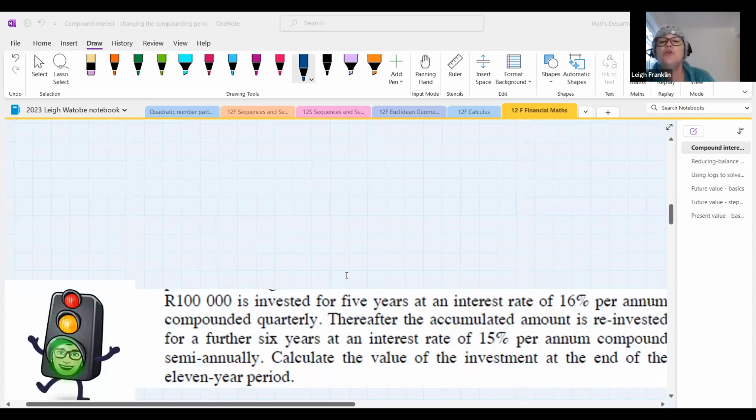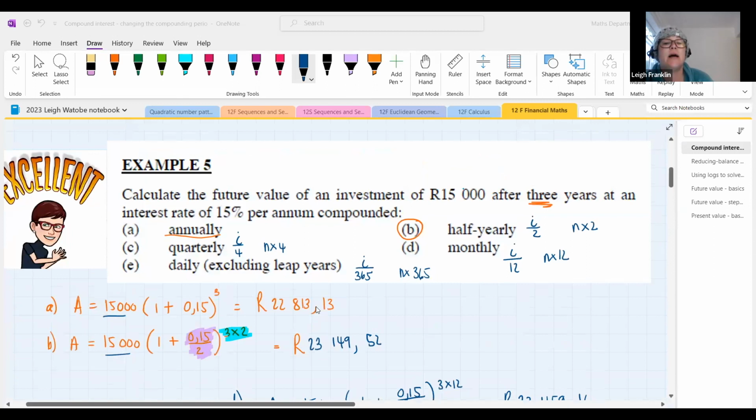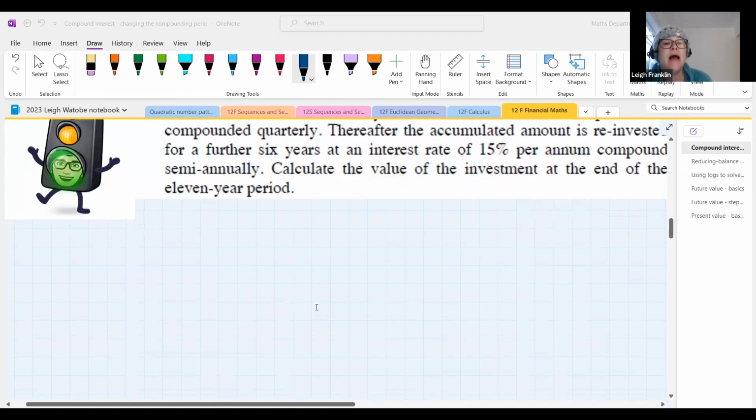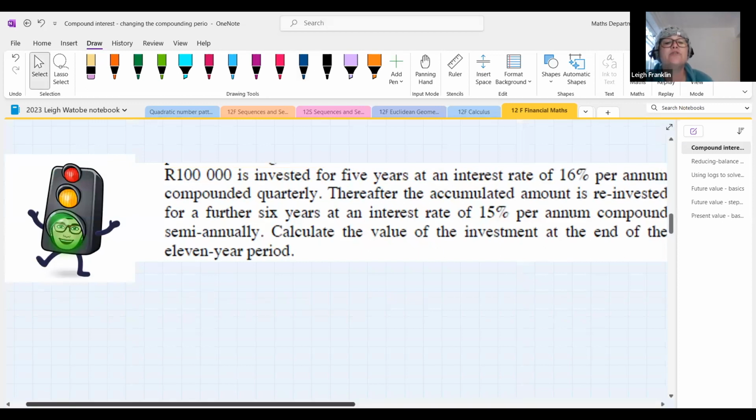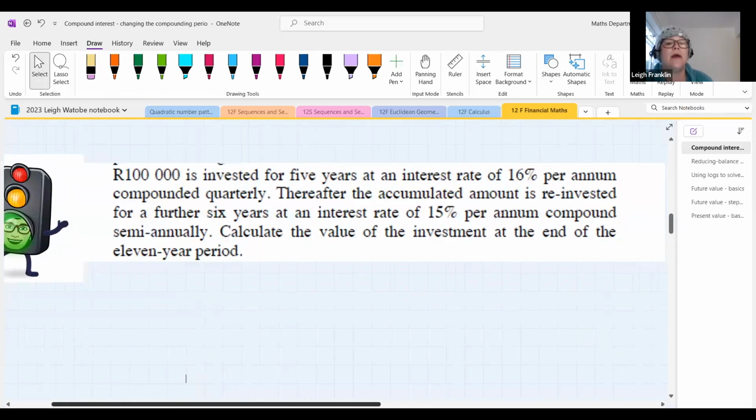Now that we've had a look at changing the compounding period, let's go and have a look at a timeline sort of question. Let's just read this carefully. There's a lot of information here.